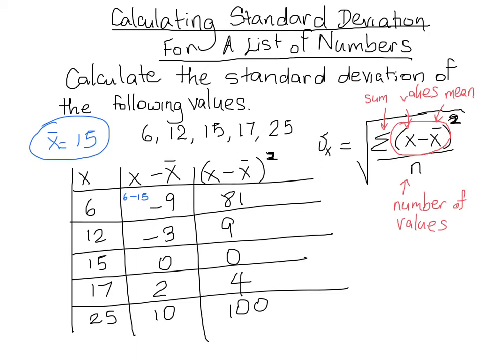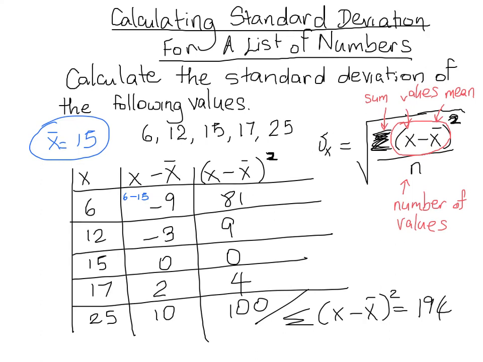Now, according to our formula, we're going to have to find the sum of the values that we just calculated. So the sum of x minus x bar, squared, is what will go at the top of that fraction. When we find the sum of those numbers, we get 194.